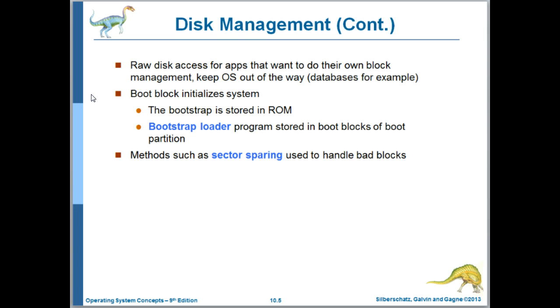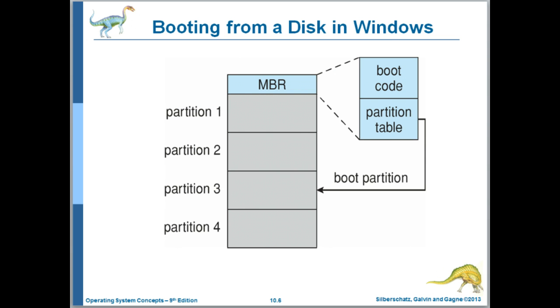As we'll see in the next slide, the first sector on a disk is the boot block, which stores the bootstrap program and the partition table. Also, MBR stands for Master Boot Record. That's the boot block, which contains boot code, and in the case of Linux, that would be GRUB, and the partition table, which is a table which describes the partitions on the disk.